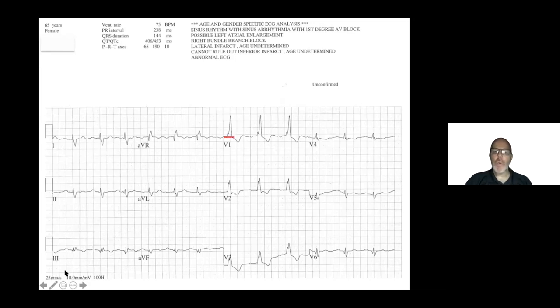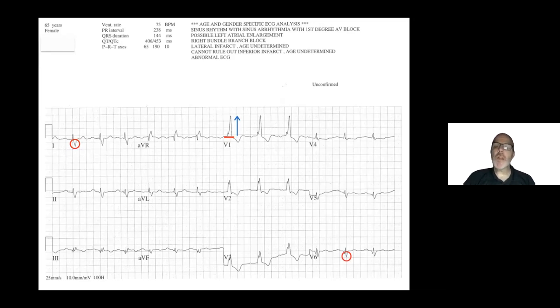But if I were to draw a horizontal line through that entire complex, the only complete triangle I make is pointed up. And that gives me a terminal R wave in lead V1. And look at those slurred S waves out there in leads 1 and V6. So what's normal for a right bundle branch block, right? It sounds a little weird, a normally abnormal rhythm.